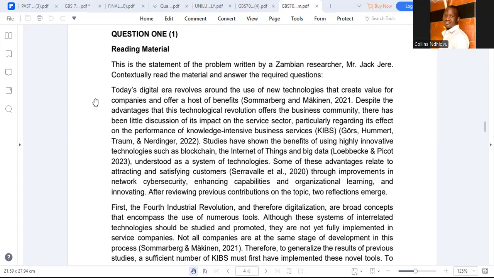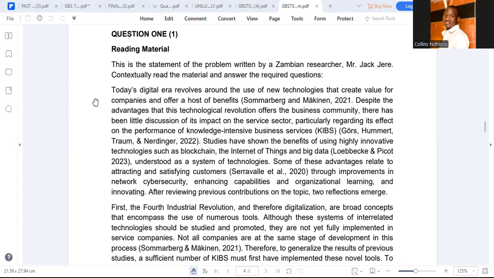Studies have shown the benefits of using highly innovative technologies such as blockchain, the Internet of Things, the big data, according to PICOT, who understood the system of technologies. Some of the advantages relate to attracting and satisfying customers.